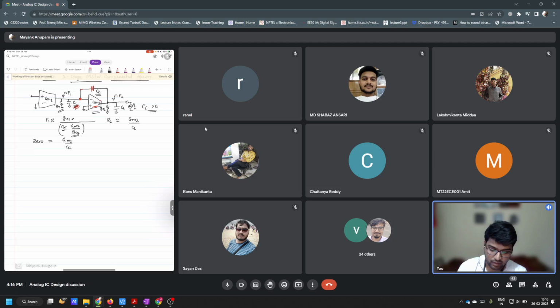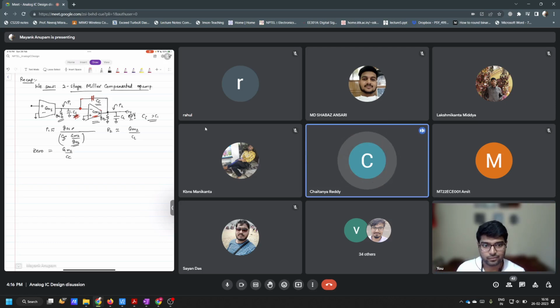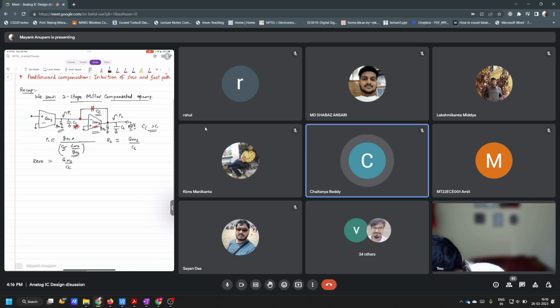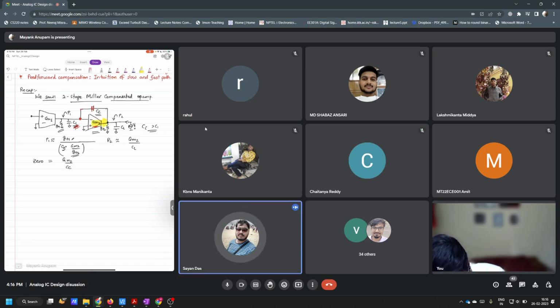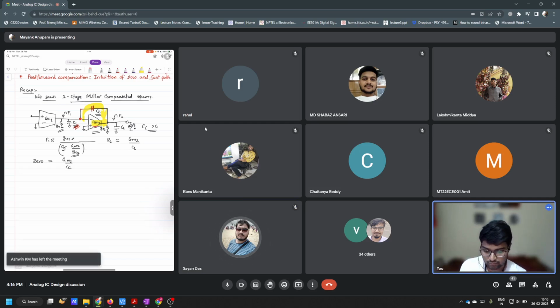Fine. Now can someone tell me how did the zero come here? What is the intuition behind this zero? Why should a zero appear? In the second stage, there are two paths for the output. Correct. And which are those two paths? One is through the GM transconductor channel, and another is through CC. Correct. So these are the two paths because of which we can expect a zero.